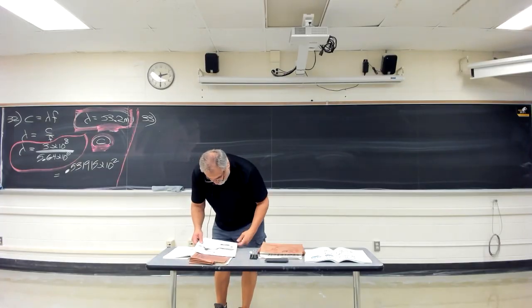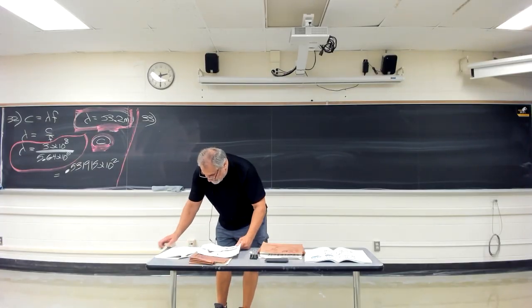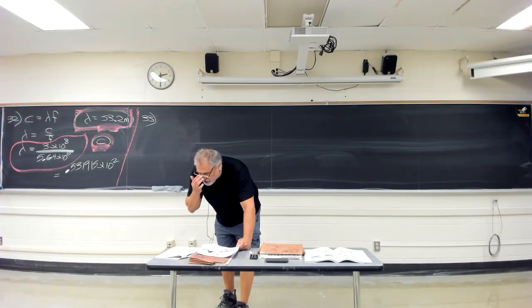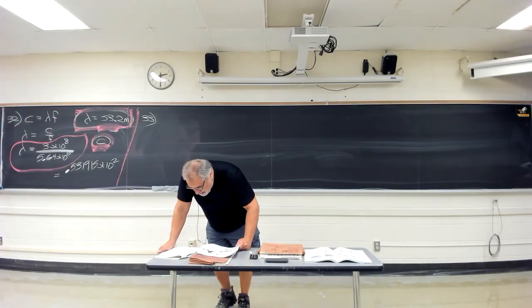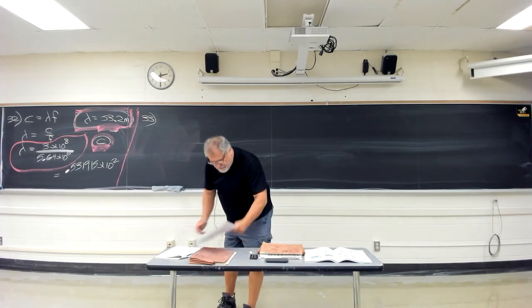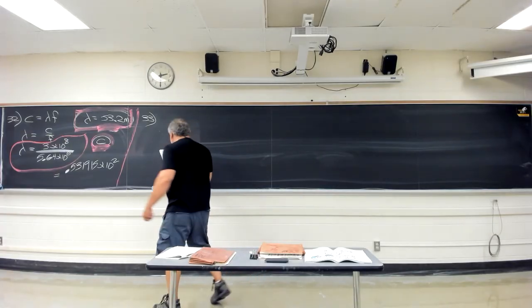So we got 32. For 33, you play the game a number of ways here. It should be pretty straightforward when we're doing the problem. For number 33, light in air enters a diamond, n equals 2.42, at an angle of incidence of 30 degrees. What is the angle of refraction inside the diamond?